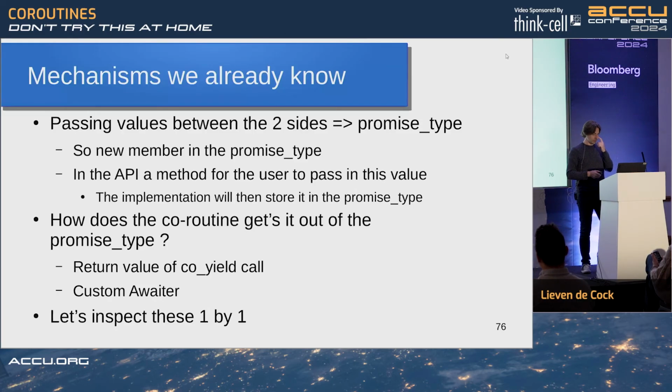So how does the coroutine get it out of the promise type? I think it's very trivial for us from the caller side to stuff something in the promise type. But how will the coroutine get it out? And that is going to be done by an awaiter. But none of the two awaiters we know of, because they are too trivial for this purpose. So it's back to us to come up with a solution. And let's inspect these one by one.